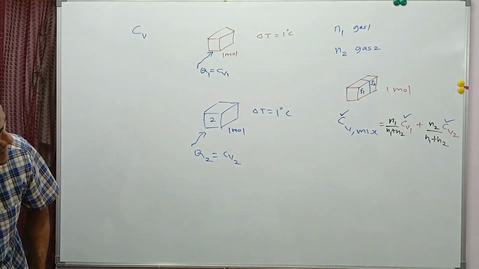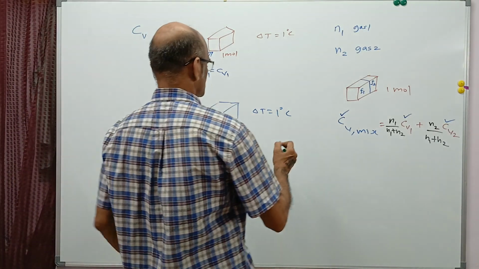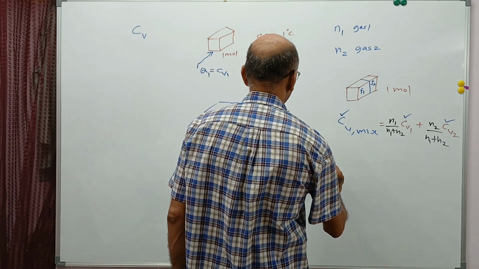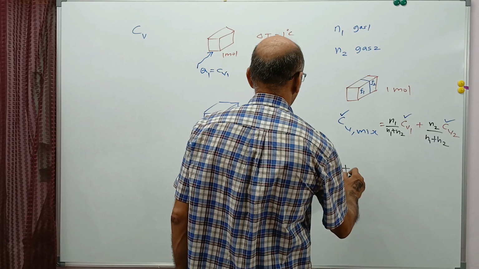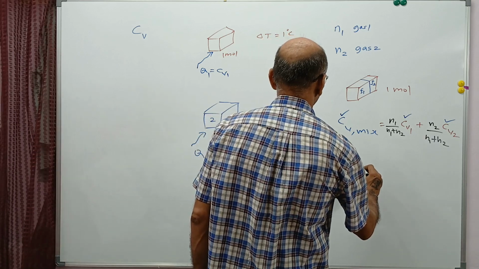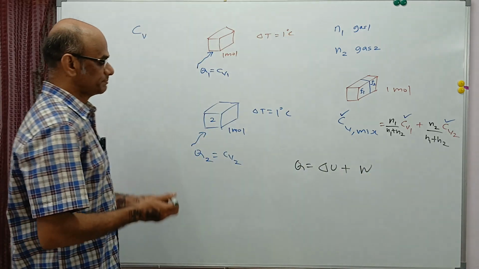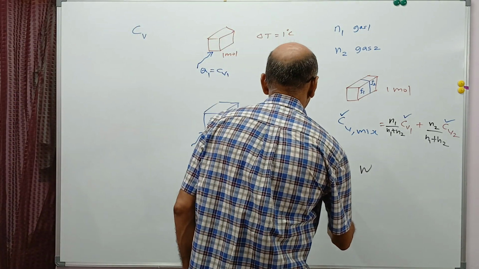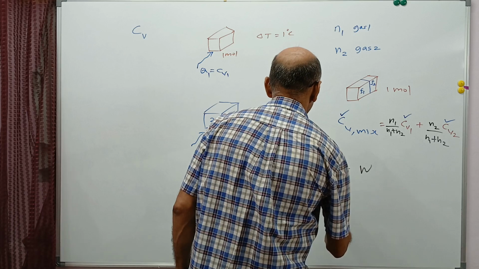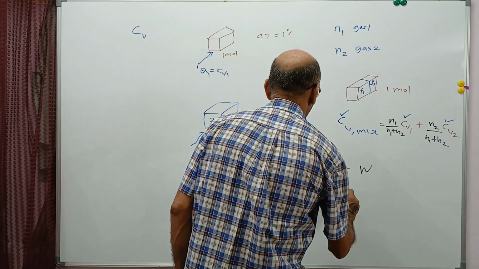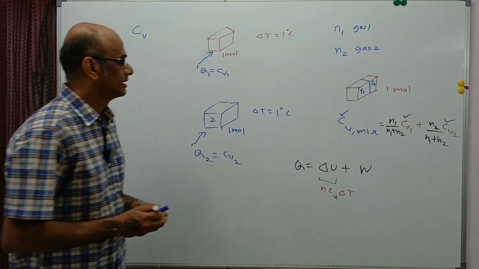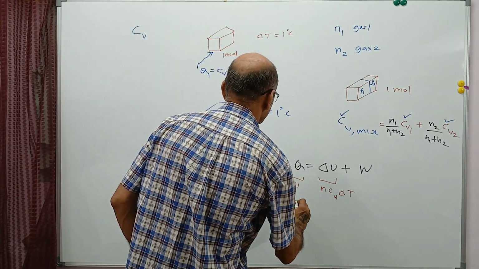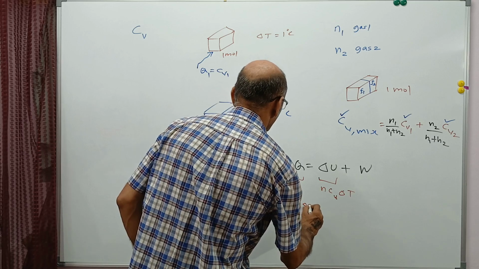And one more basic concept is the first law of thermodynamics, which is basically energy conservation. The amount of heat supplied to a gas, a part of it goes to increasing the thermal energy of the system plus the work done, which is PdV or P into delta V. And this delta U is N CV delta T, and this Q is N Cp delta T.